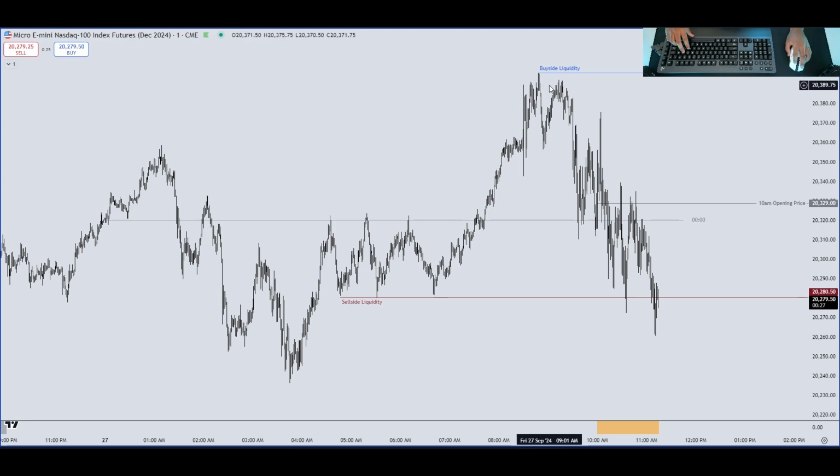If I'm a seller, I'm going to have higher chances of being a seller above that opening price. If I'm below that opening price, I have better probabilities of being a buyer. But if you keep chopping around it, it's best to not engage in anything. So that midnight open to me is just a probability tool. Definitely draw that out, and it's going to help you a lot.